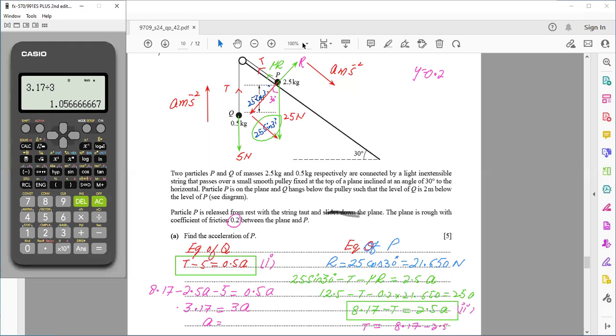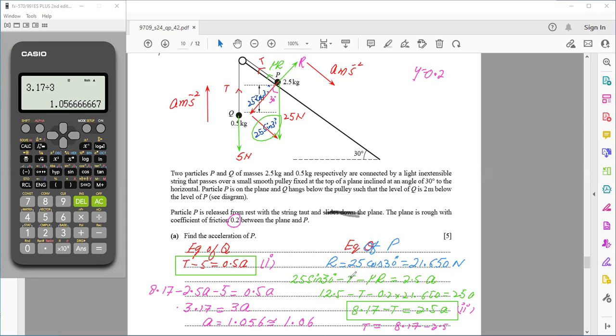So the answer is 1.056. But in the final exams, you have to write the answer for an angle in 1 decimal place, and for other quantities up to 2 decimal places. So it is 1.06. That's the value of A. That is the first part of the question.